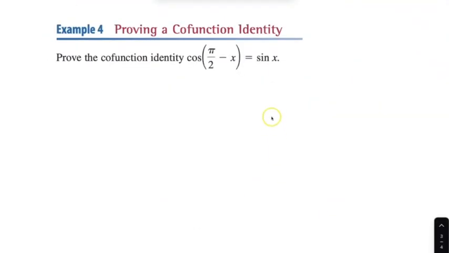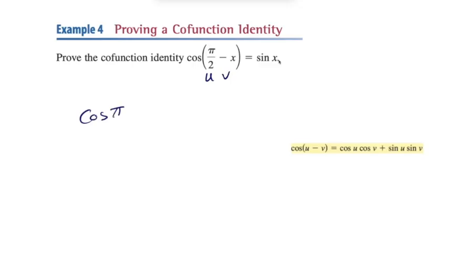Let's prove this identity. This is our cofunction identity, and we want to prove it. So we're just going to do the same thing and use our sum and difference formula. We're going to do cosine of pi over 2, cosine of the second one, x, plus, remember, for cosine it switches, sine of pi over 2, sine of x.